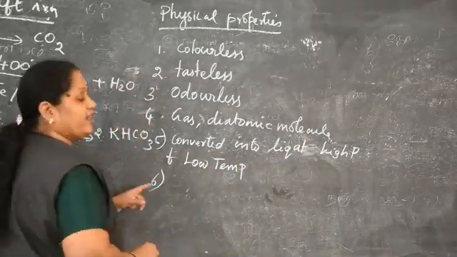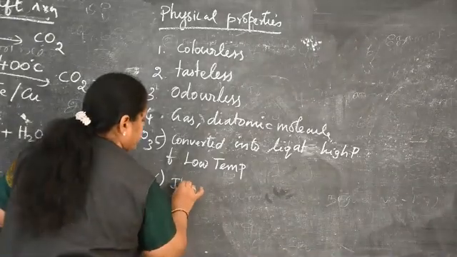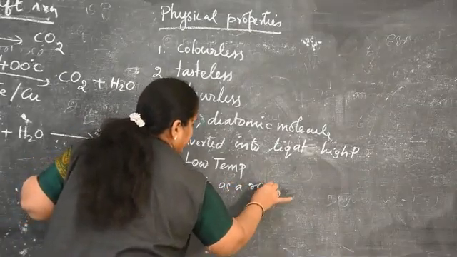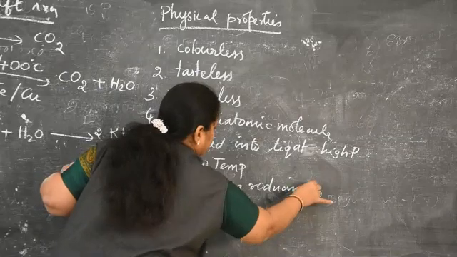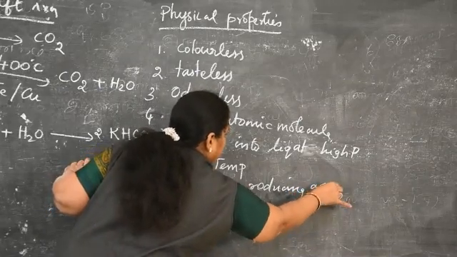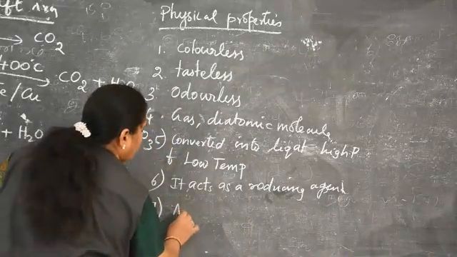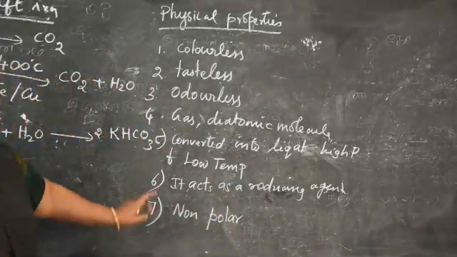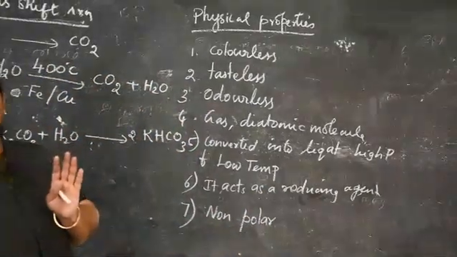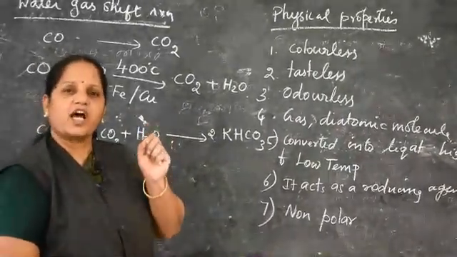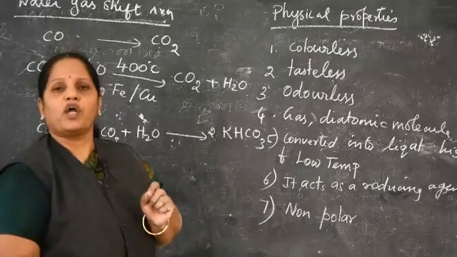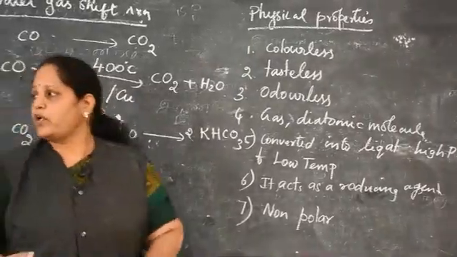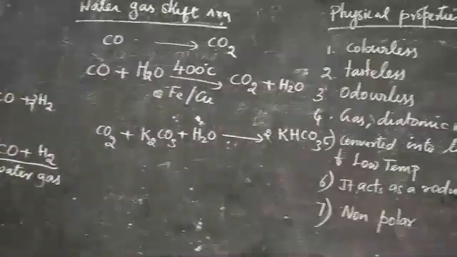It acts as a reducing agent. One more question: it acts as a reducing agent. It is a non-polar molecule. There are two types of molecules available. One is polar molecule, another one is called non-polar molecule. What is a non-polar molecule? A non-polar molecule has no separation of charge. Let us consider what polar and non-polar molecules are.